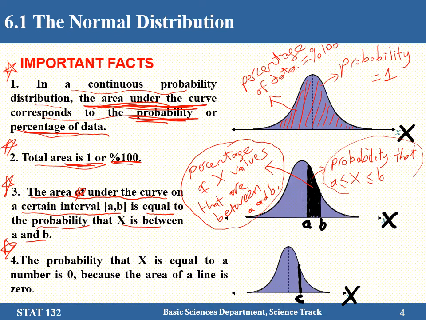The other thing is that the probability that x is equal to a number is 0, because the area of a line is 0. So what's the probability that x equals c? If x has a normal distribution, we say it's 0, because we look at the area on this line, and the area on a line is 0. It's not two-dimensional, so it will be 0. So we say the probability that x equals c is 0 if x has a continuous probability distribution, and in our case, if it is a normal distribution.